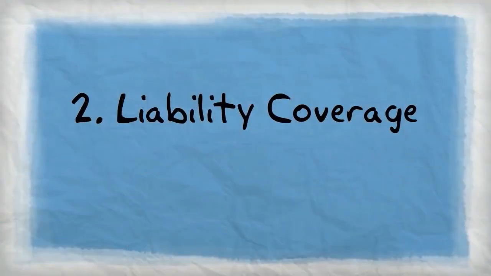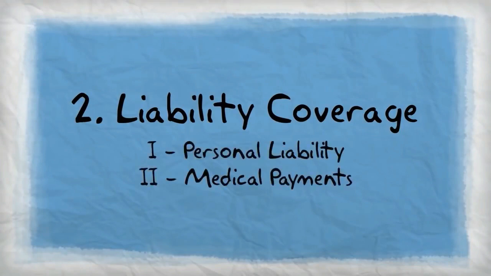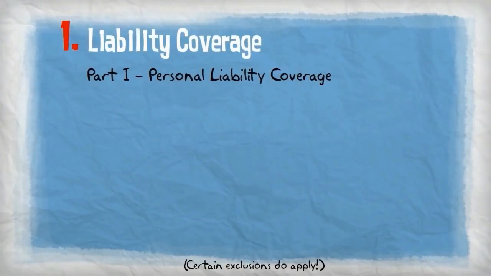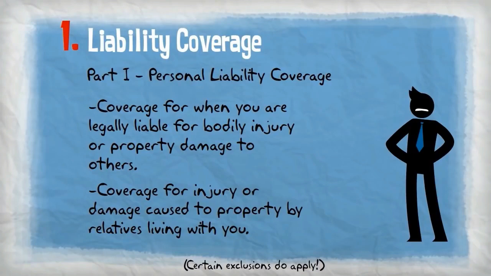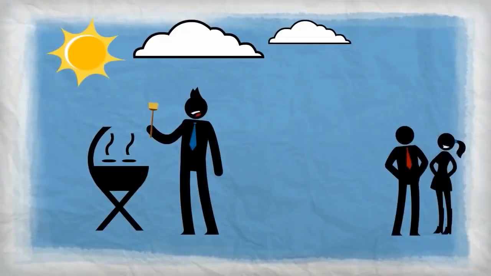Now let's take a look at Section 2 of the homeowner's policy, liability coverage. Section 2 includes two coverages: personal liability and medical payments to others. Personal liability provides coverage when you are legally liable for bodily injury or property damage to others. It also covers injury or damages to others caused by any relative living with you.